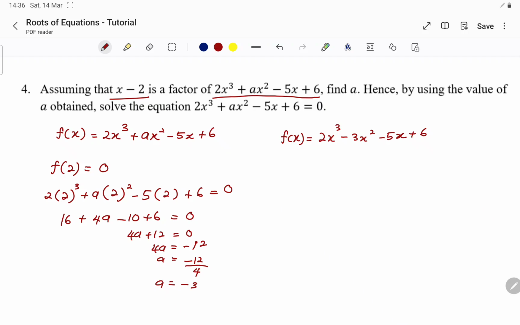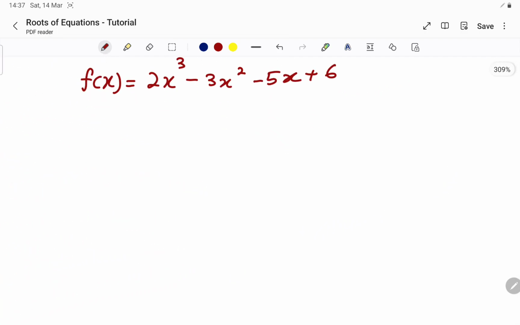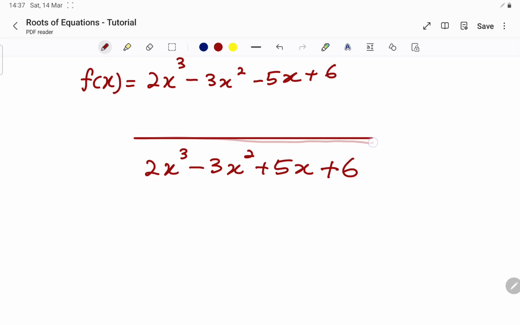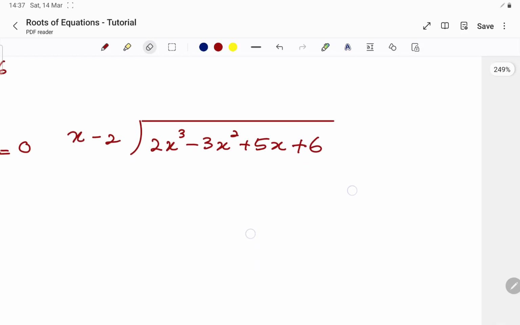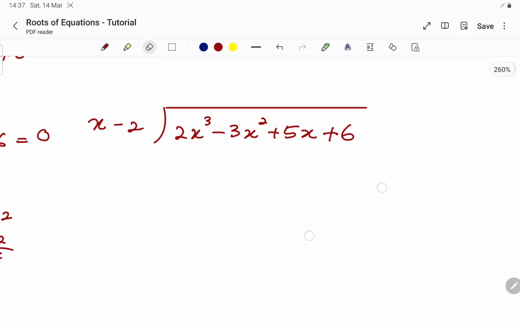Here we already got one factor, which is x minus 2, right? So what we're going to do is use long division here. So 2x cubed minus 3x squared minus 5x plus 6, you divide by x minus 2. Now I will remove this part here so that it becomes more clean. Now we will proceed using long division.